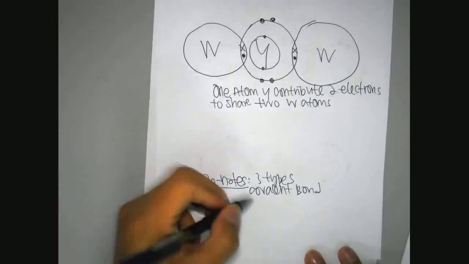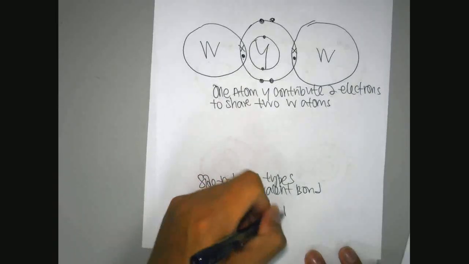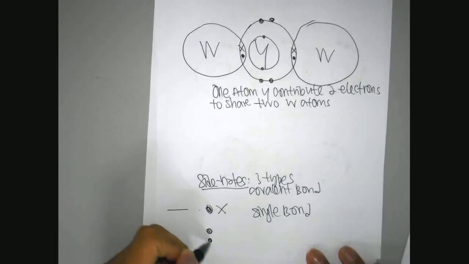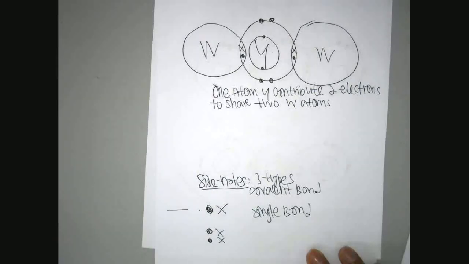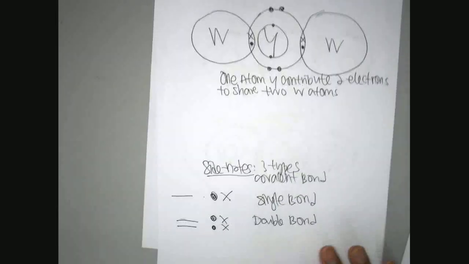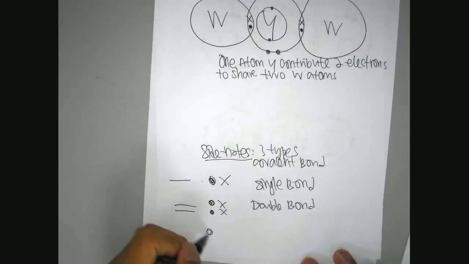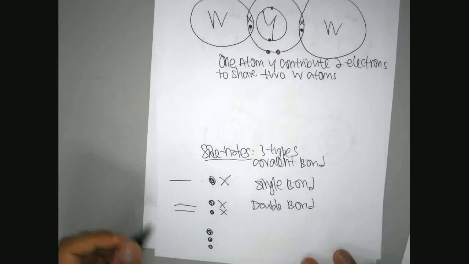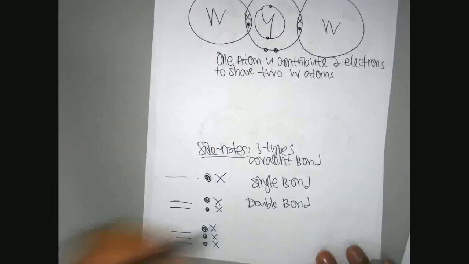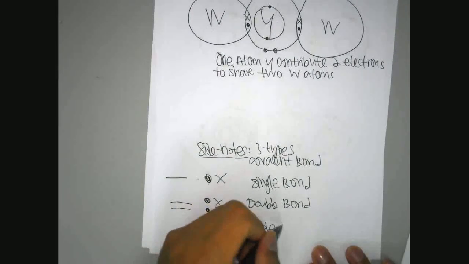If one substance shares 1 electron and another substance also shares 1 electron, you share 1, I share 1, we can call this a single bond. We can simplify this whole thing as a line. When you share 2 and I also share 2, we can simplify it to be 2 lines. We call this a double bond or double covalent bond. When one substance shares 3 electrons and another substance shares 3 electrons, there are 3 lines.